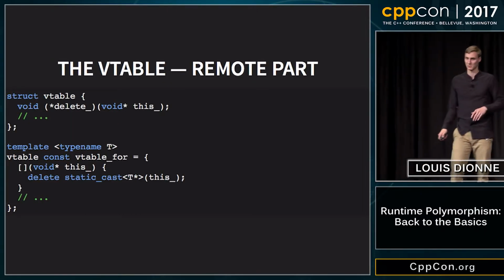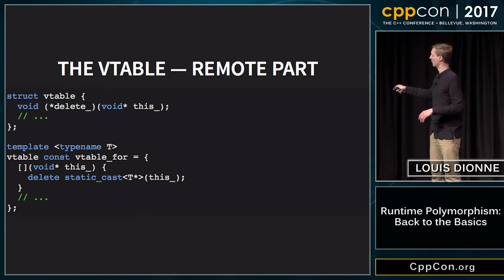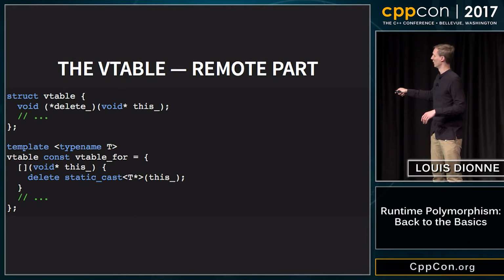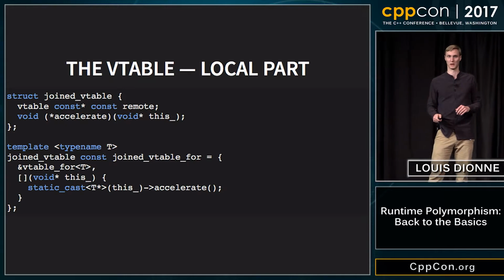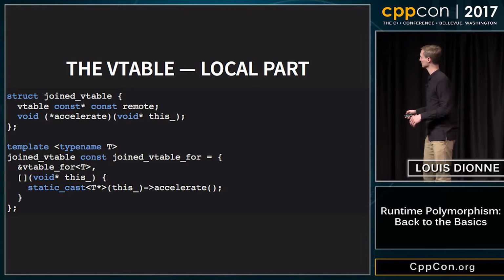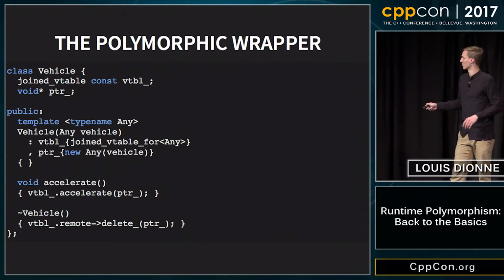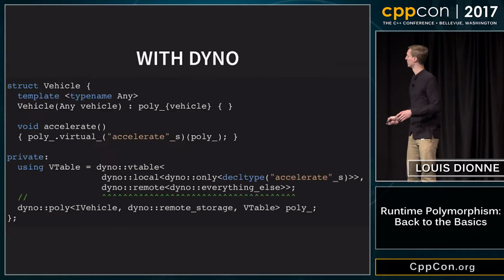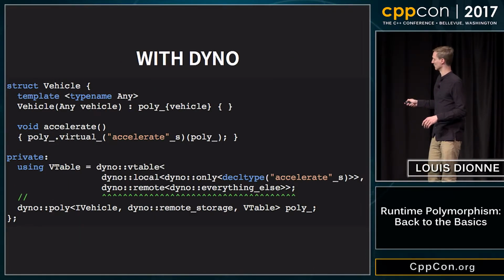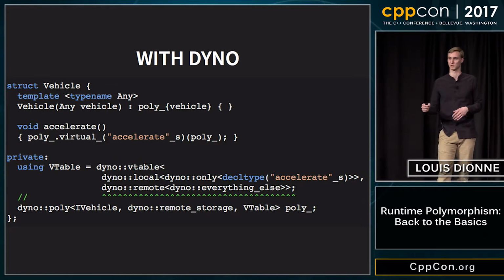The way you could implement this is by having a vtable that's the remote part, with the destructor and whatever you don't care about, the cold part. Then you have a local part which has a pointer to the remote part and has whatever functions you care about. The polymorphic wrapper would be a little more complicated, reaching sometimes into the remote part, sometimes into the local part. With Dyno, you have this fancy little language where you can say, only this function is going to be local, everything else is going to be remote. So you can pick function by function which ones you want locally.